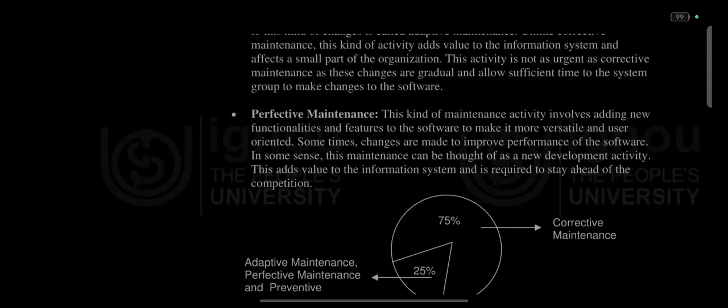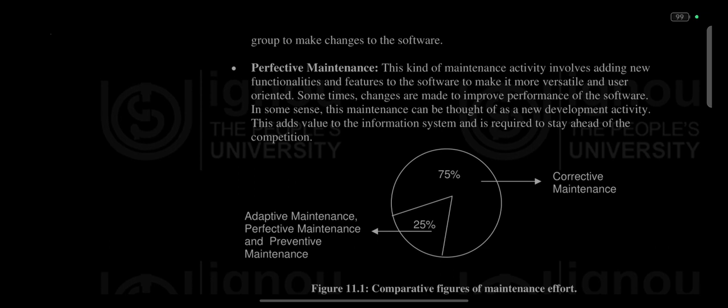Perfective maintenance. This kind of maintenance activity involves adding new functionalities and features to the software to make it more versatile and user oriented. Sometimes changes are made to improve performance of the software. In some cases, this maintenance can be thought of as a new development activity. This adds value to the information system and is required to stay ahead of the competition.